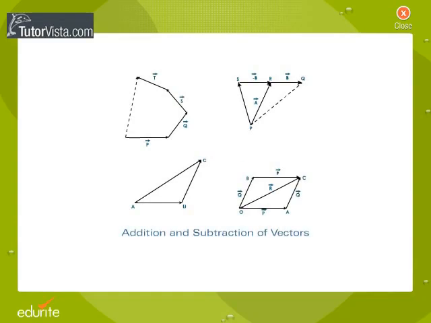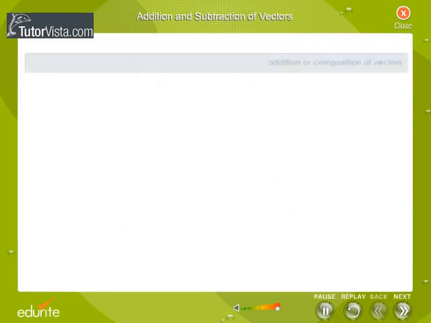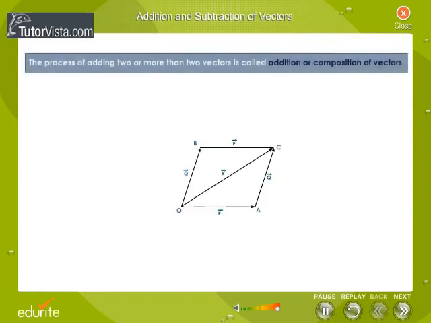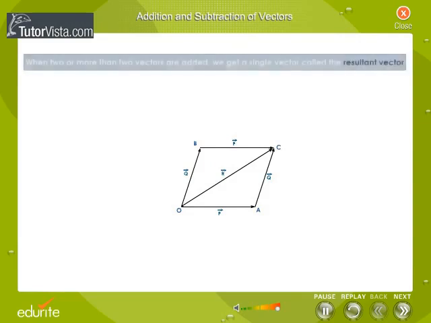Addition and subtraction of vectors. The process of adding two or more than two vectors is called addition or composition of vectors. When two or more than two vectors are added, we get a single vector called the resultant vector.